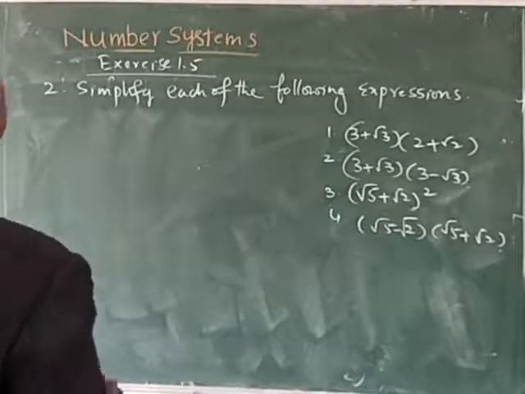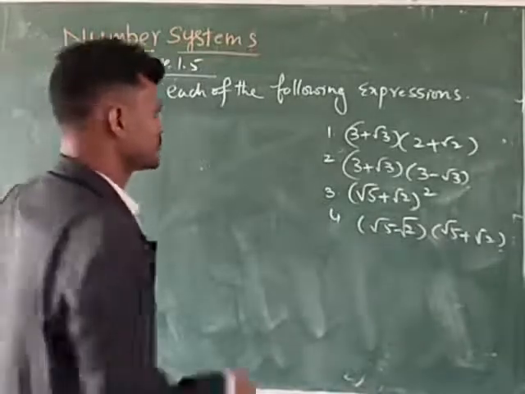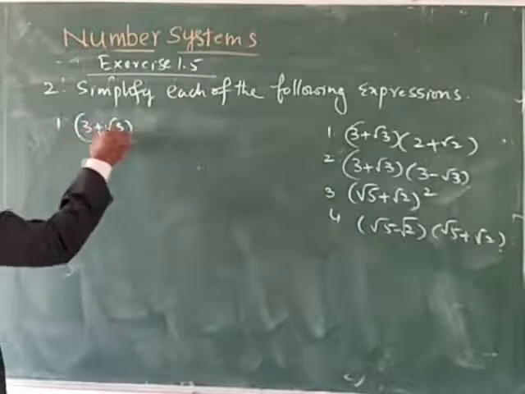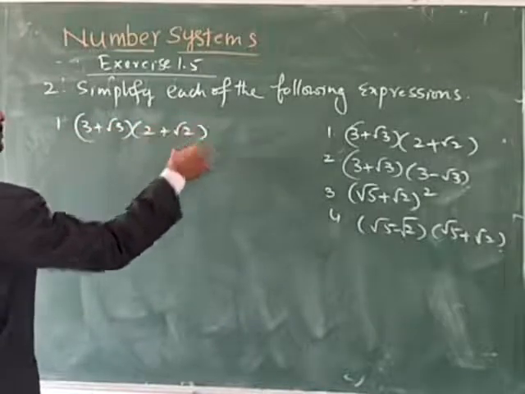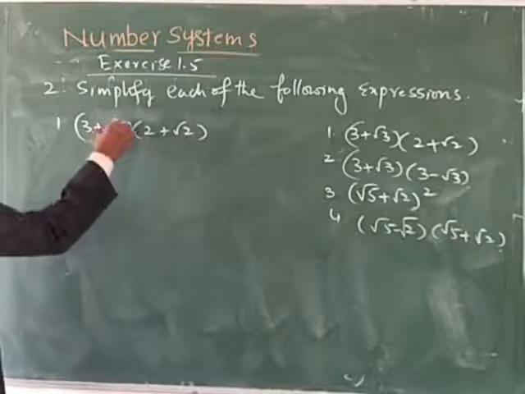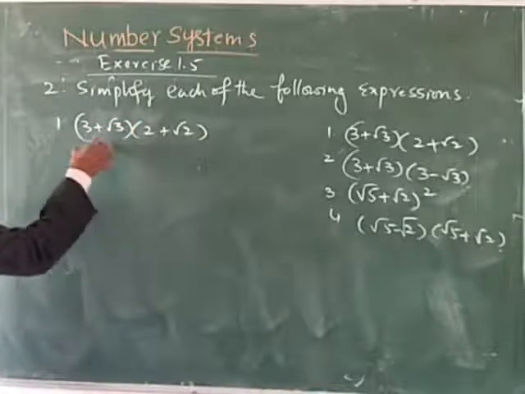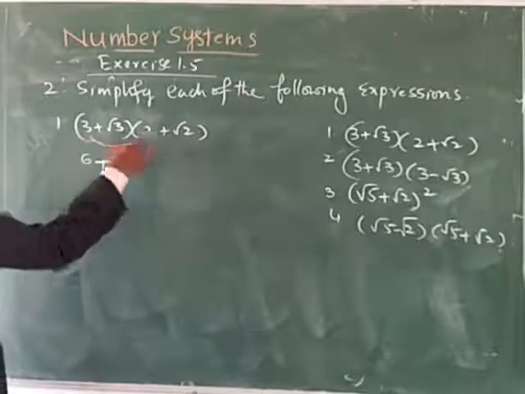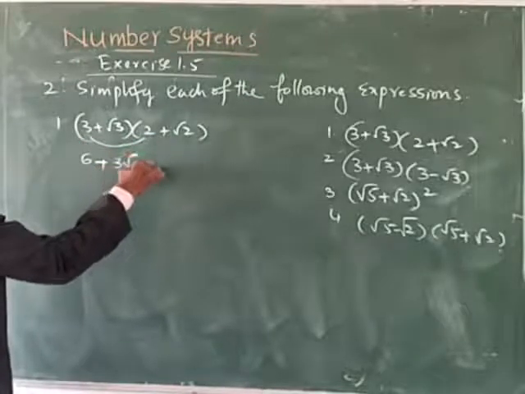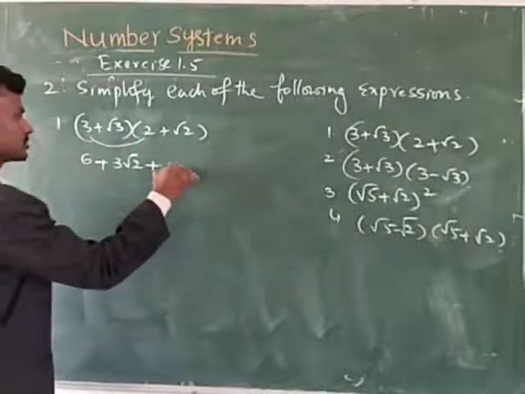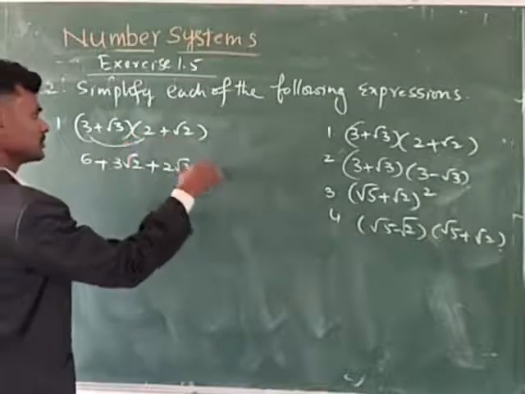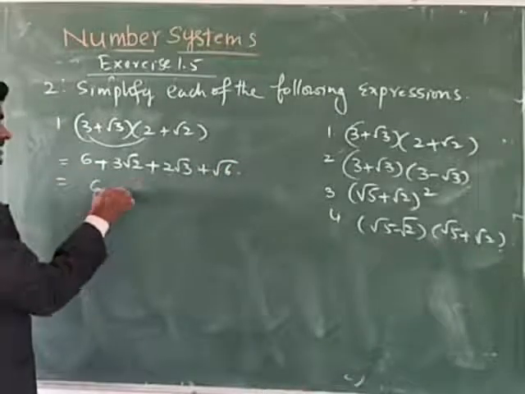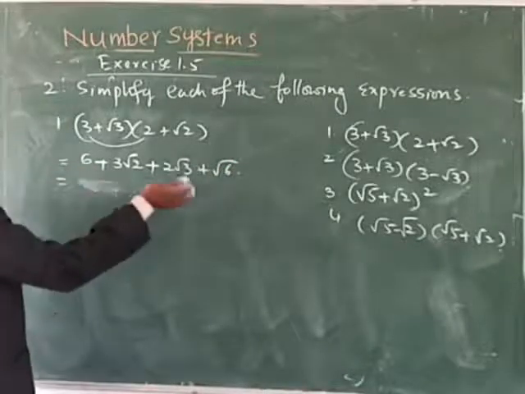Okay, second problem. Simplify each of the following expressions. First one, (3 plus root 3) into (2 plus root 2). Now, this is not given in formula order, so you have to multiply simply. 2 into 3, 6, plus 3 into root 2, 3 root 2, plus root 3 into 2, 2 root 3, and root 3 into root 2, root 6. Now you have to write here 6 plus 3 root 2. Same as it is, you leave it.